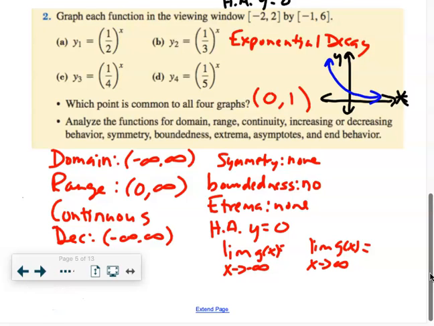I probably better change colors so that stands out. Okay, not using blue. And then if somebody could unmute, please, and tell me about as we go to the right forever. 0. Horizontal asymptote of 0.